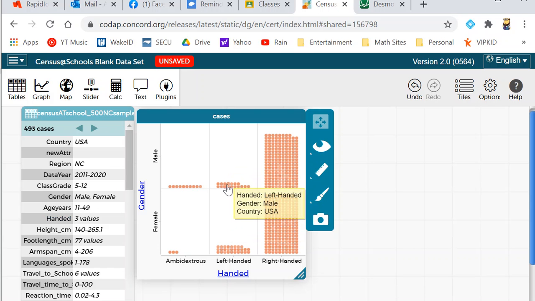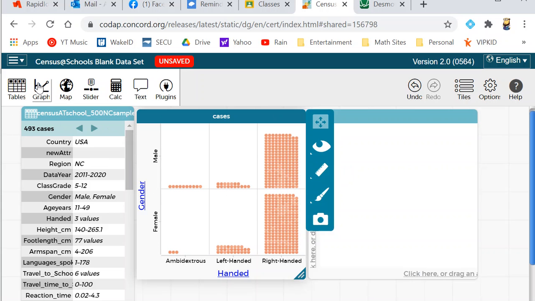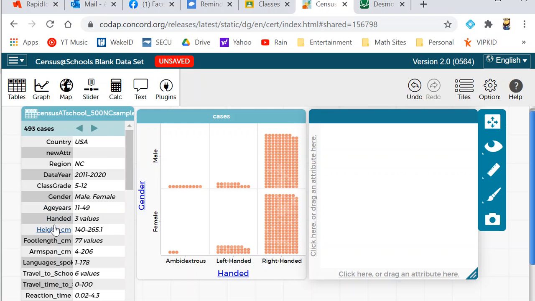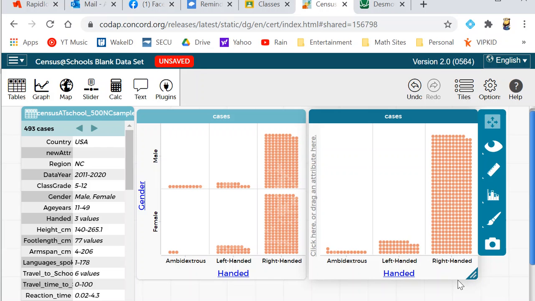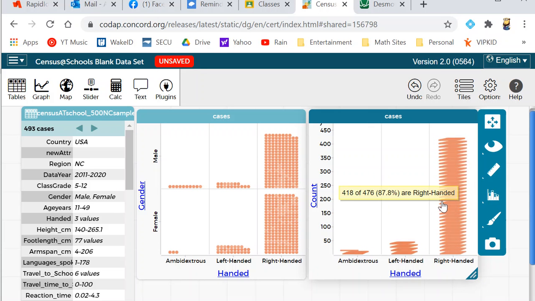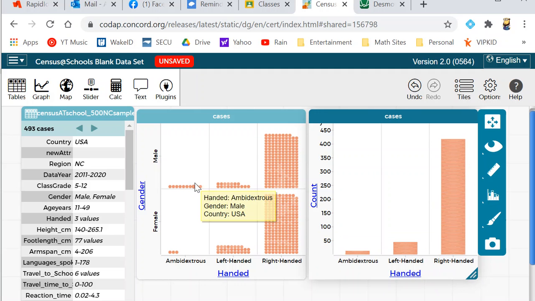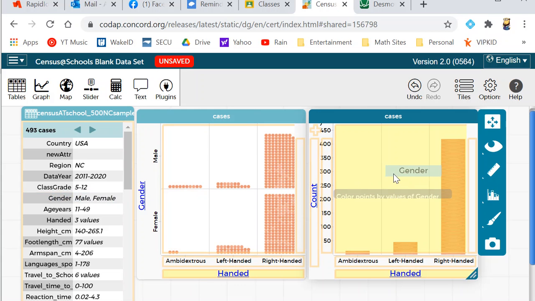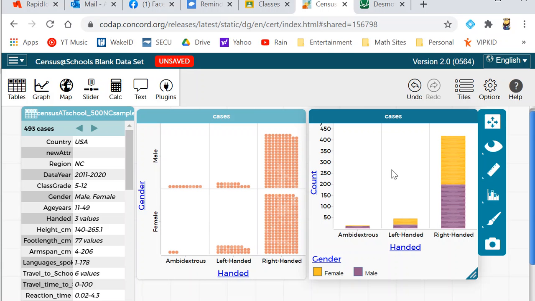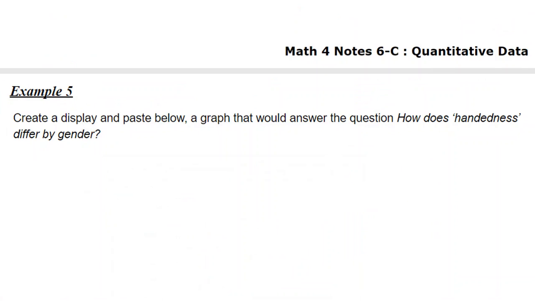But here, as I hover, I'm only getting individual responses from each kid. Now, watch what happens when I do a second one. We're going to drop the handed back down here on the x-axis. But at this point, I am going to go ahead and fuse the dots into bars. But instead of dropping gender on the y-axis, we're going to drop it in the middle. Okay, and I dropped it in there, and your genders suddenly turned into colored bars. That's not what I wanted to do.